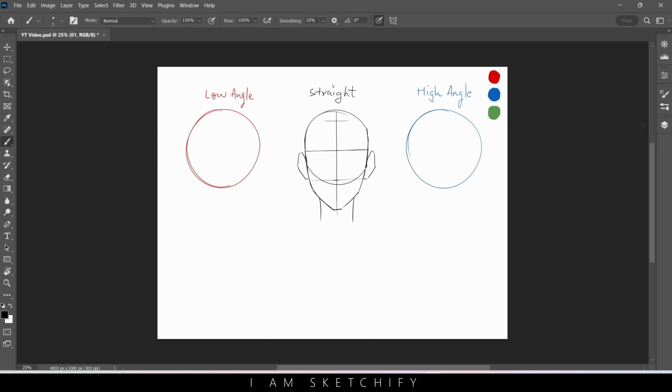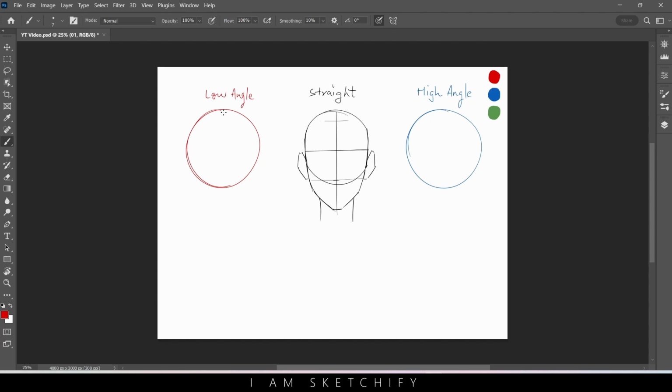Now, besides this head, there are these two circles. I'll be using these circles to show you how you can draw this same head when looking at it from different angles. The left one is for the lower camera angle, while the right one is for the higher camera angle. So we'll start with the head on the left.